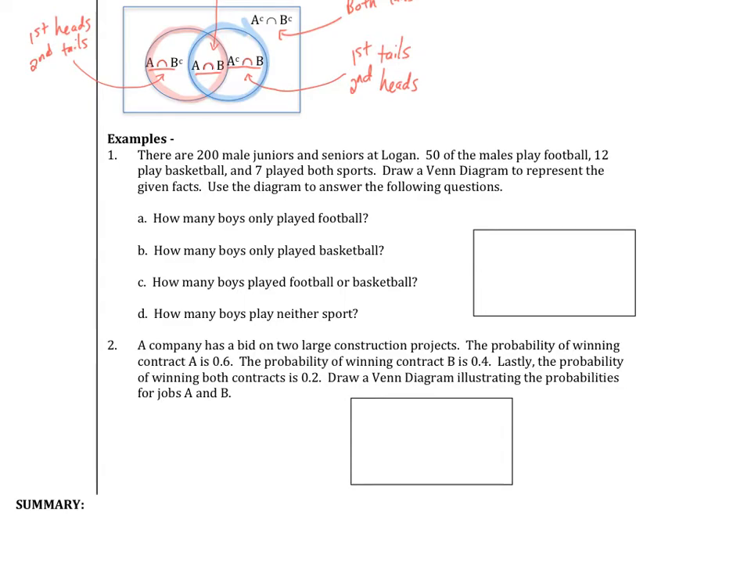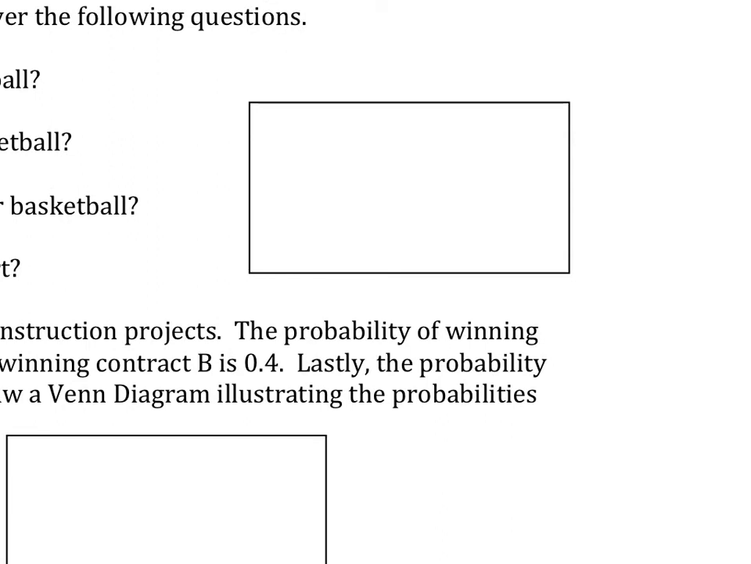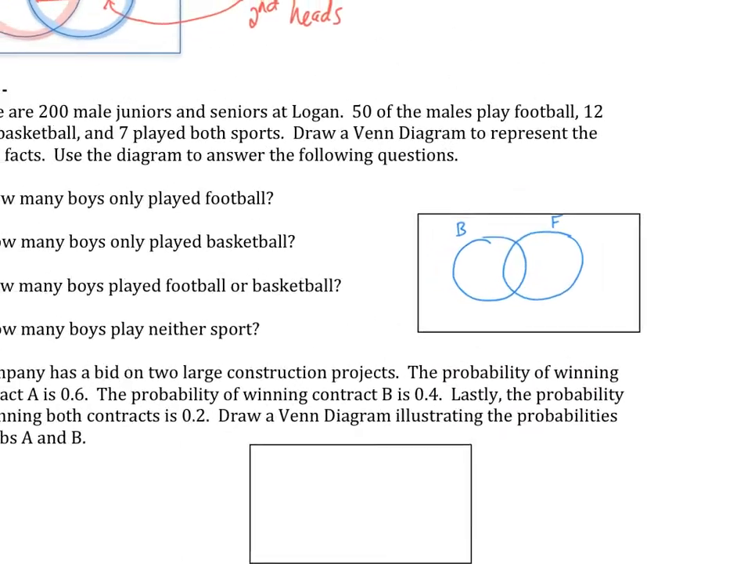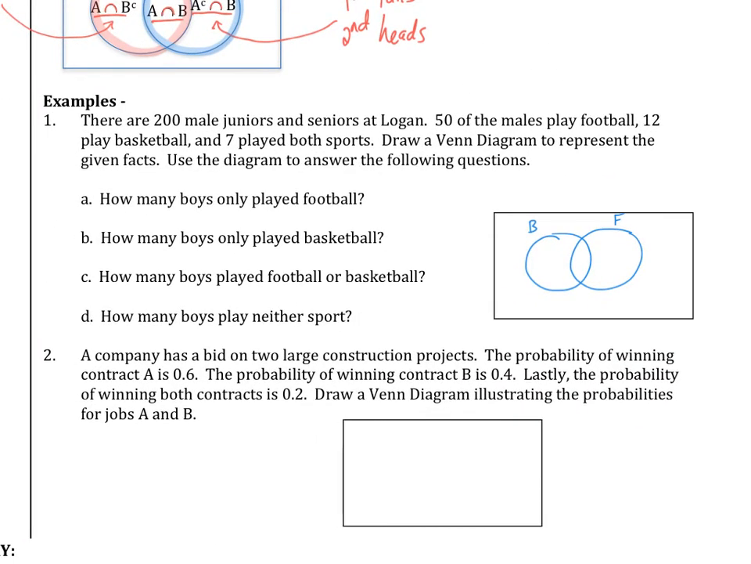So if we draw a Venn diagram, we would have 2 circles. This would be basketball, and this would be football. They tell us that there are 50 males who play football, there are 12 who play basketball, and there are 7 who play both. So we have to actually work from the inside out. If you look at the both, that is the overlapping part in the middle. The both would be right here.